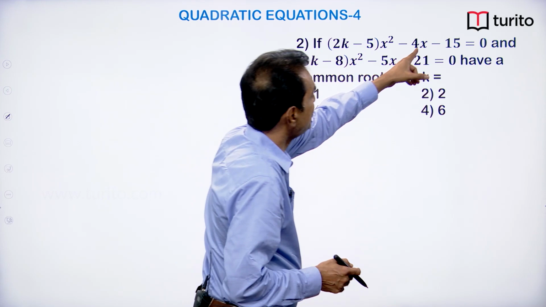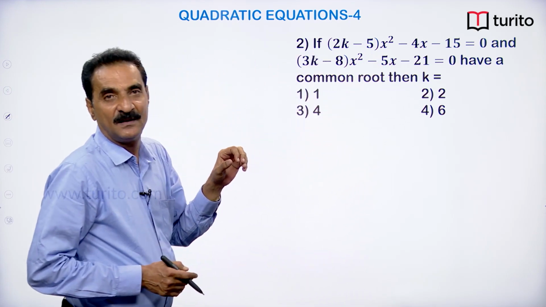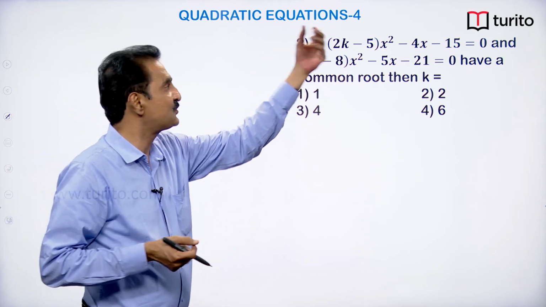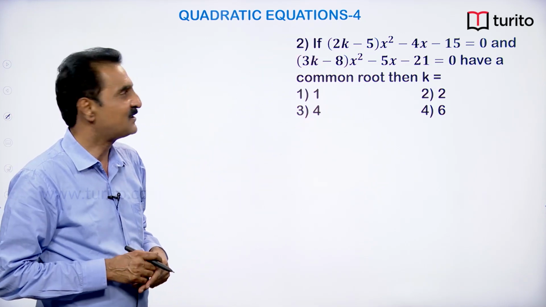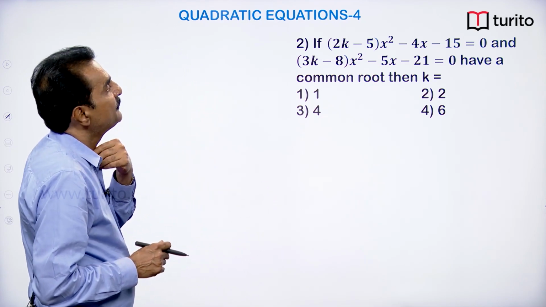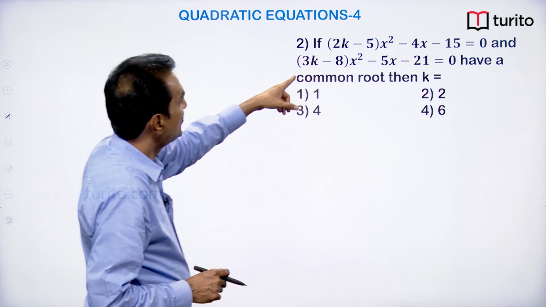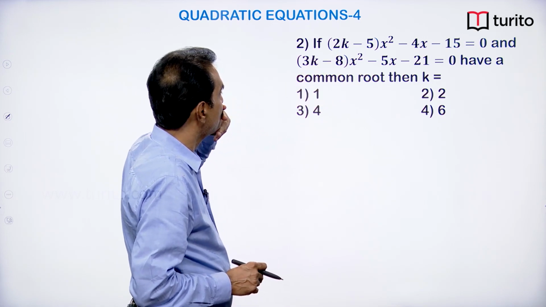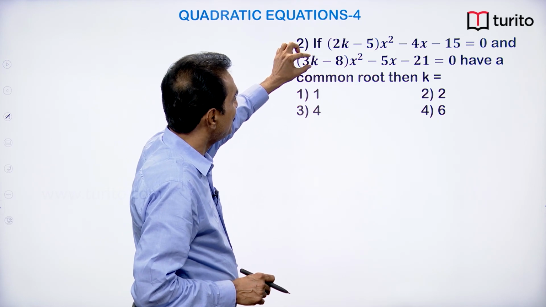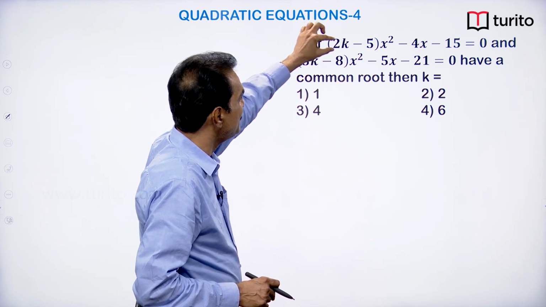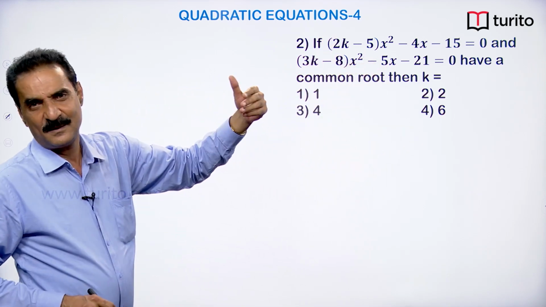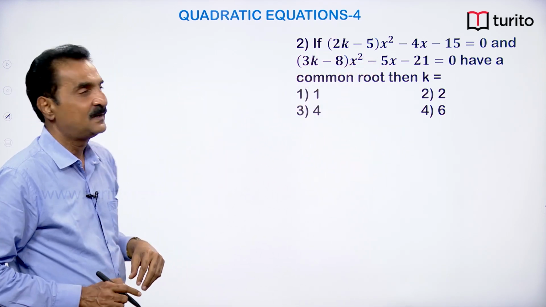You can cancel the term of x, but you will get x square, then taking the square root and you have to substitute in this equation. It is not that comfortable. So what we can do, in order to cancel these two, we can multiply this by 3k minus 8, this by 2k minus 5 and do it, but instead of that, applying the condition will be better.